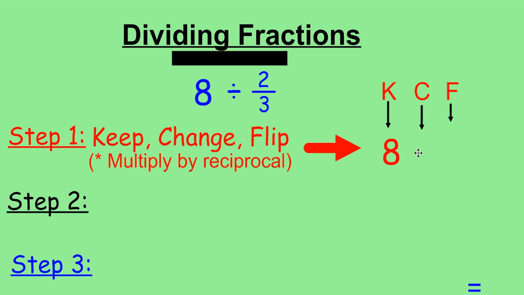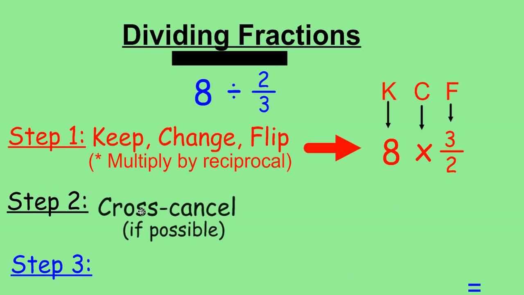We change division to multiplication. And now we flip or write the reciprocal of 2/3. So the reciprocal would be, that's right, 3/2. Keep, change, flip. Now with step 2, we're going to cross cancel if possible. So would there be anything that we could cross cancel?